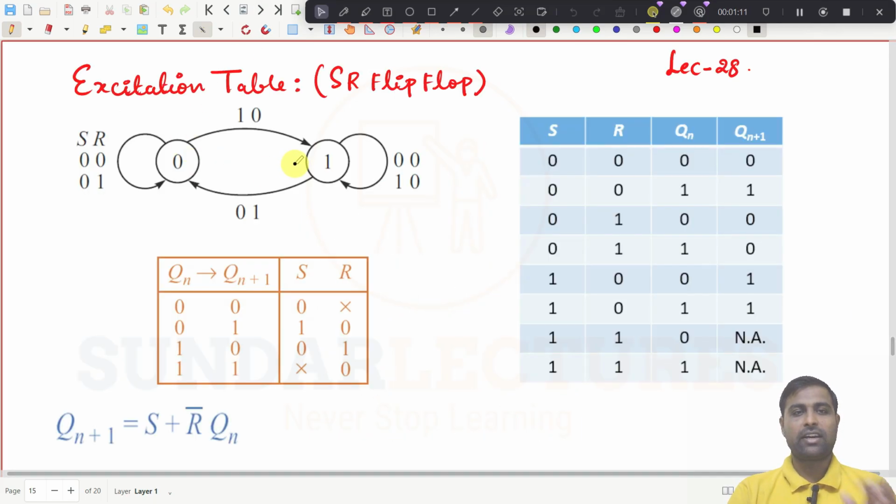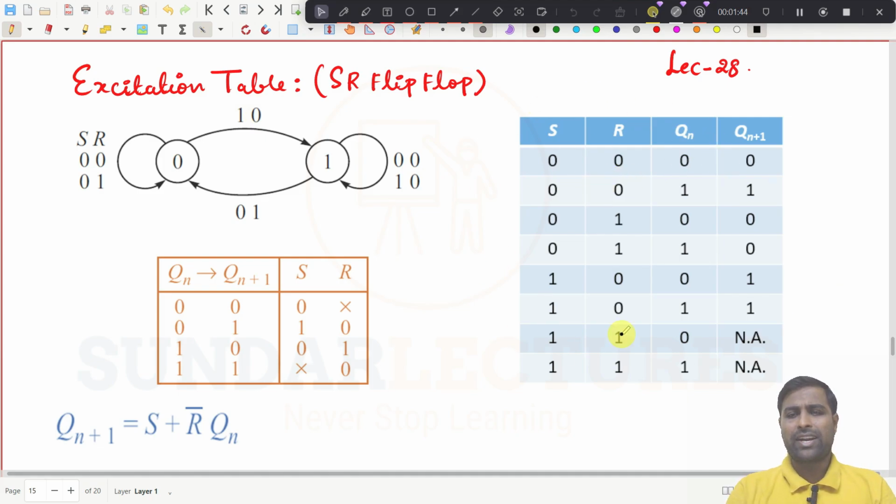And this excitation table will also help in designing counters, synchronous counters. We are going to design synchronous counters, and while designing the counters as well as while converting one flip-flop to another flip-flop, the excitation table is very important content, so that you can easily understand the conversion of flip-flops as well as the design of counters. So, this is the excitation table now.